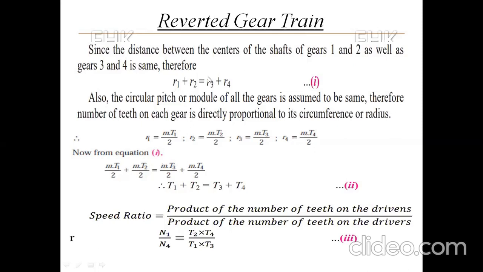From this equation, the same value I am putting here: m t1 by 2 plus m t2 by 2 is equal to m t3 by 2 plus m t4 by 2. As the gear teeth are meshing with each other, the module is the same, so this will get cancelled. M by 2 is common. T1 plus T2 is equal to T3 plus T4, just like R1 plus R2 is equal to R3 plus R4. So the same formula is converted as T1 plus T2 is equal to T3 plus T4.